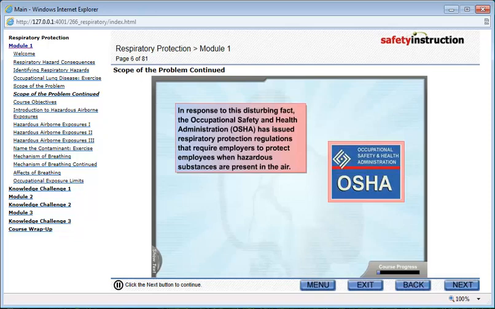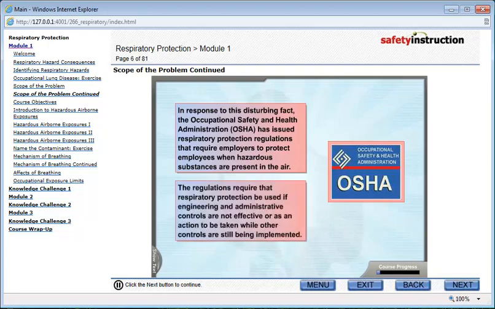In response to this disturbing fact, the Occupational Safety and Health Administration, OSHA, has issued respiratory protection regulations that require employers to protect employees when hazardous substances are present in the air. The regulations require that respiratory protection be used if engineering and administrative controls are not effective or as an action to be taken while other controls are still being implemented.